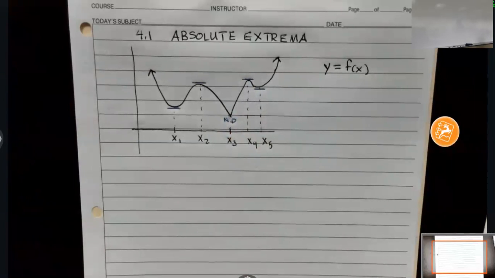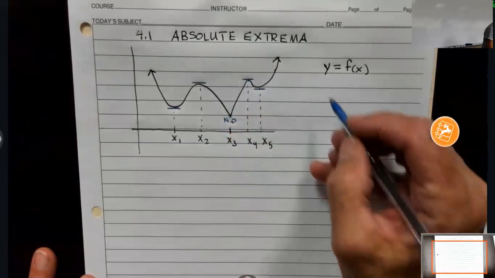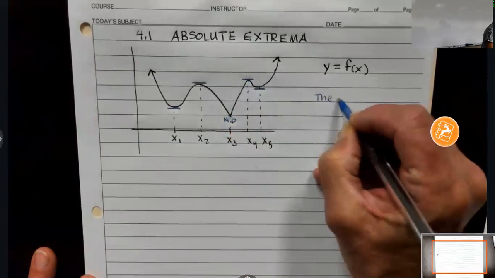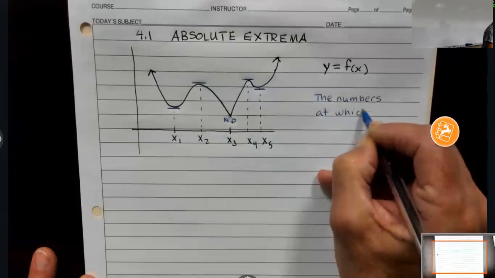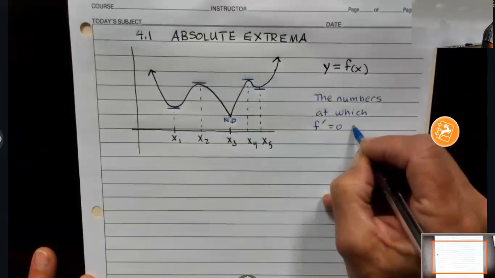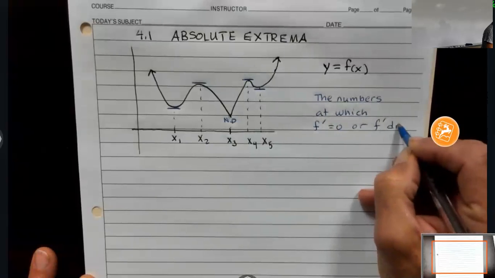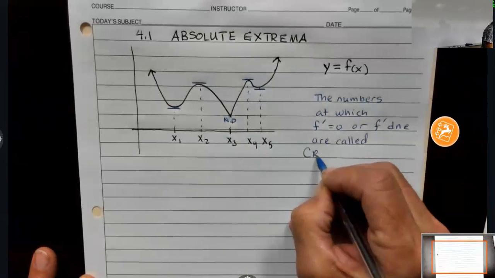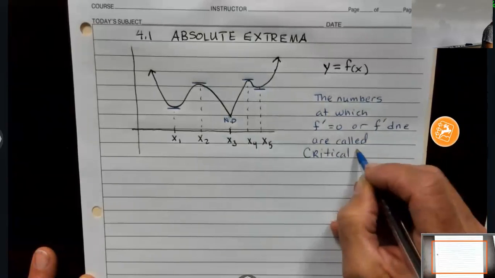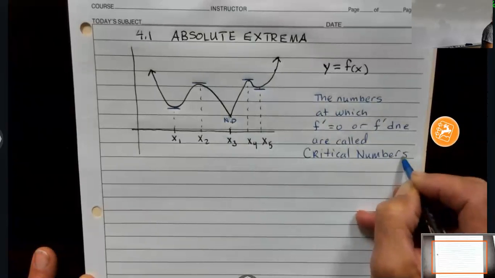The numbers at which the tangent line is horizontal are going to be the places where the derivative is equal to 0. The place where that sharp corner occurs is going to be where the derivative fails to exist. The numbers at which f prime is 0 or f prime does not exist are called critical numbers for f.